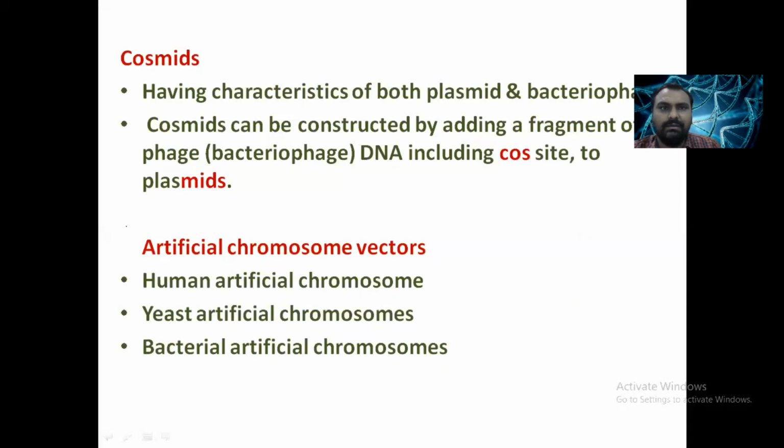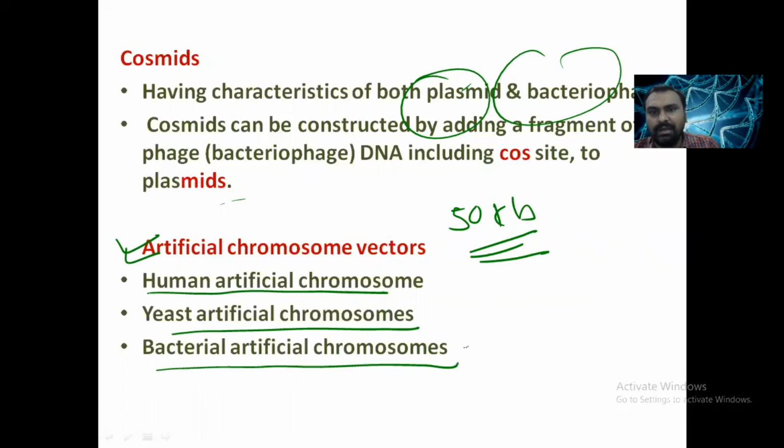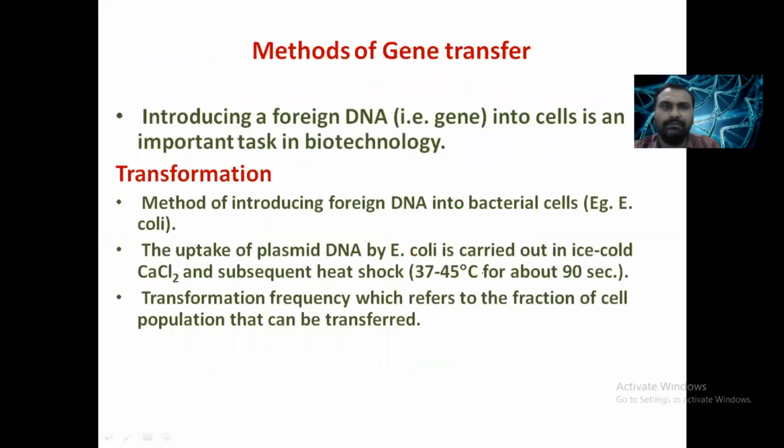Now, what is a cosmid? It is a combination of plasmid and bacteriophage, and it can take up to 50 kilobase. Now, we have made artificial chromosomes like the bacterial artificial chromosome, yeast artificial chromosome, and human artificial chromosome. The bacterial artificial chromosome can add base pairs up to 300 kb. The yeast artificial chromosome can take up to 1 megabase, and the mammalian artificial chromosome also takes up to 1 megabase. So these are all vectors.